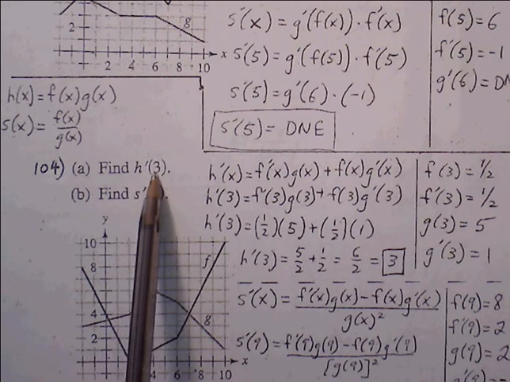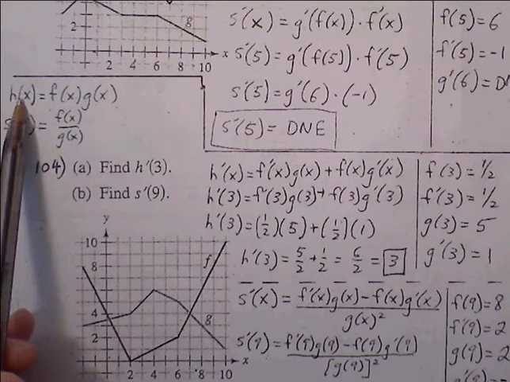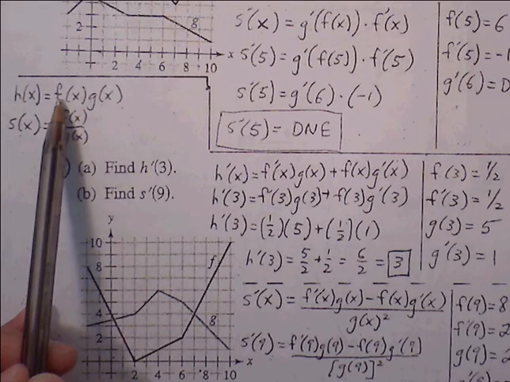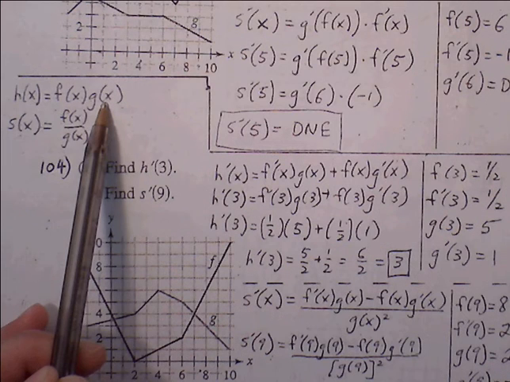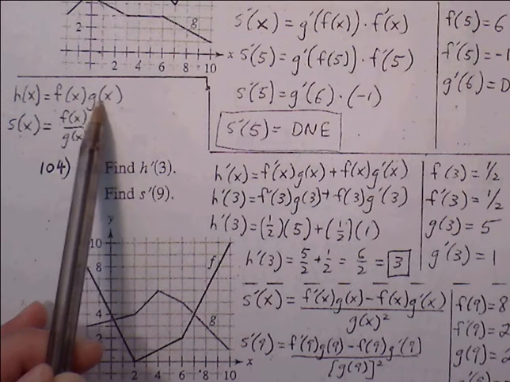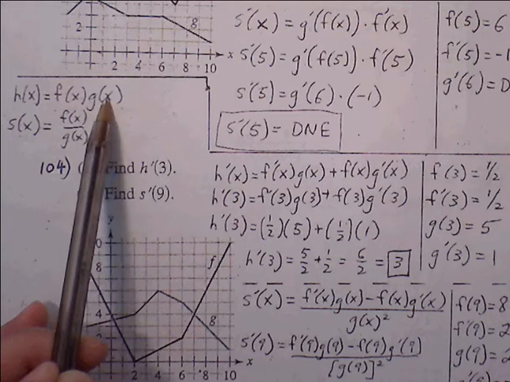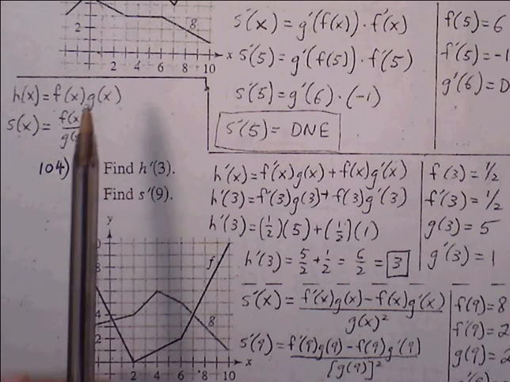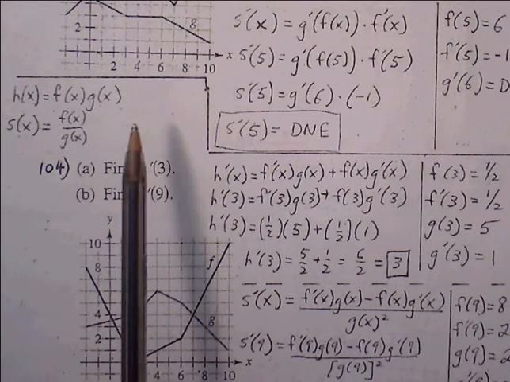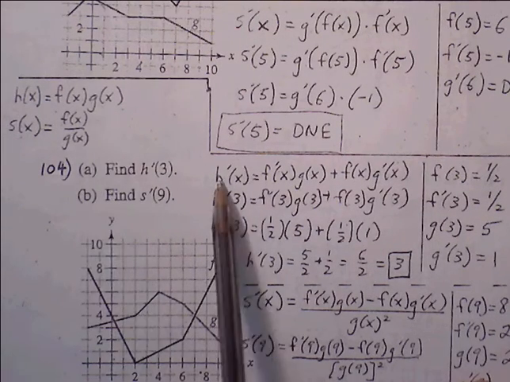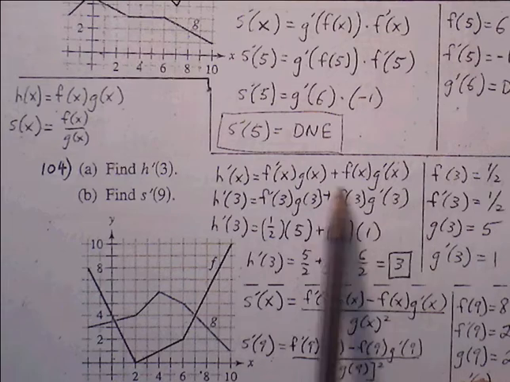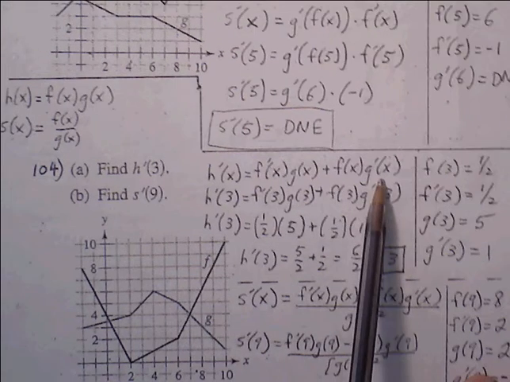So before we can find h prime of 3, we need to evaluate h prime of x. So to find h prime of x, we see that f of x and g of x are related to one another by product. They're being multiplied together. So to evaluate the derivative of two functions being multiplied together, we have to go through product rule. So f prime g plus fg prime. So that's our first step. We're going to use the rule to evaluate the derivative.